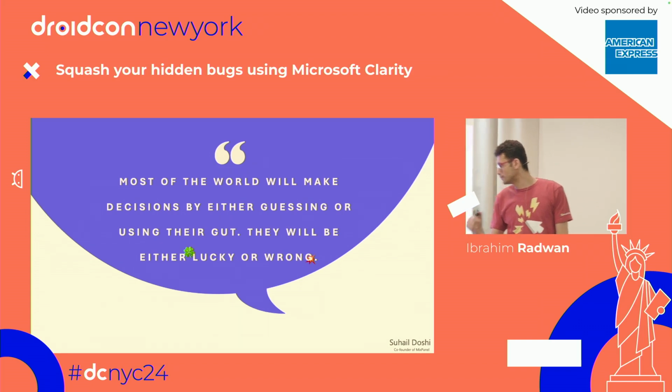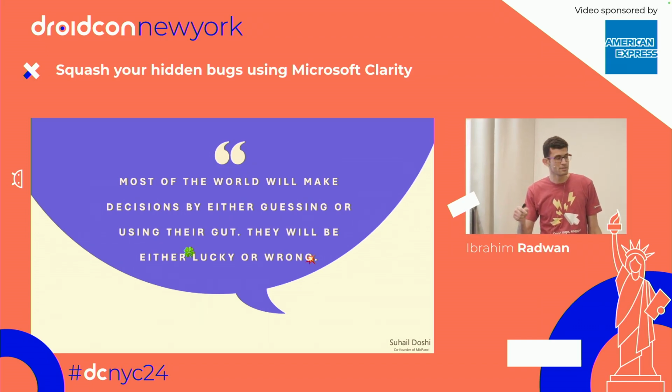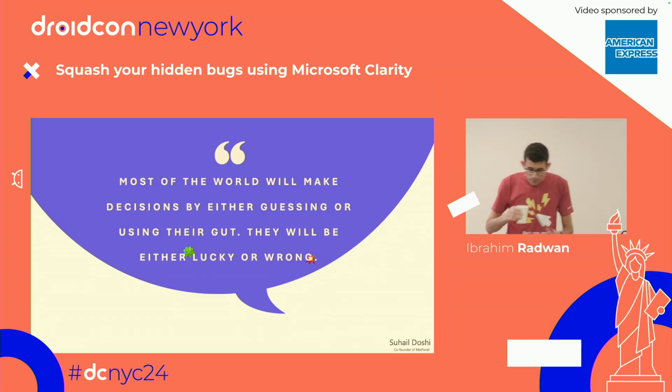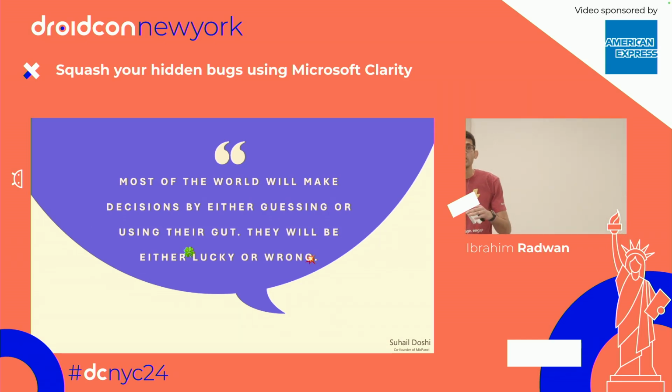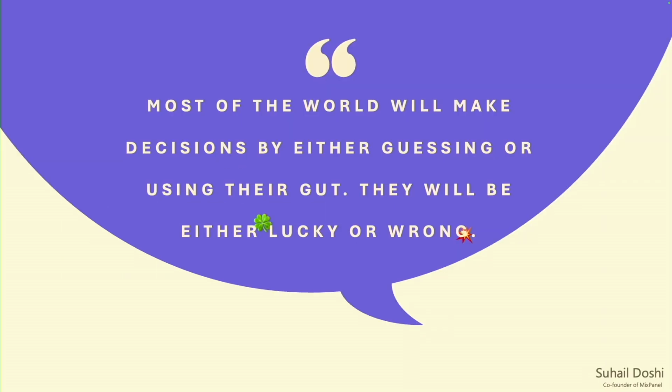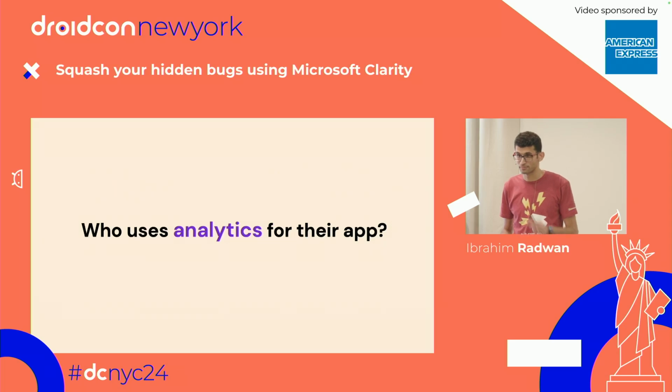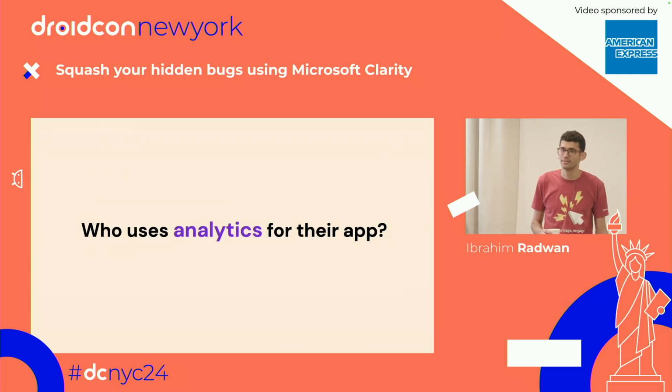So basically, for us app developers, in order to avoid being wrong, we do use analytic services, right? I would assume most of you here use analytic services for your applications. But have you ever heard of behavioral analytic services? Could you please raise your hand if you have? Okay, so we have one here.